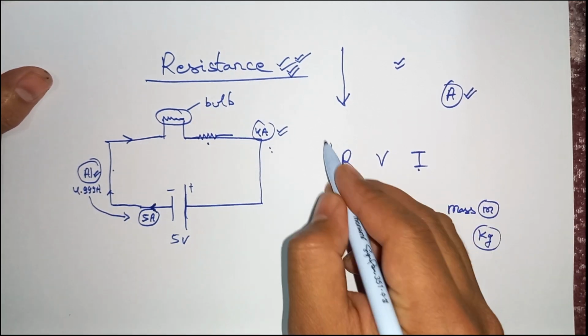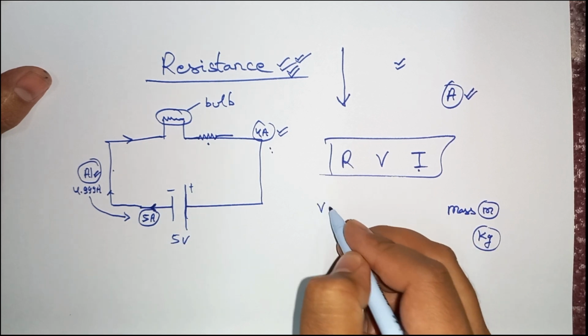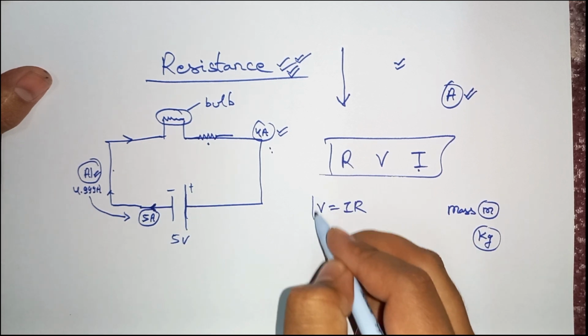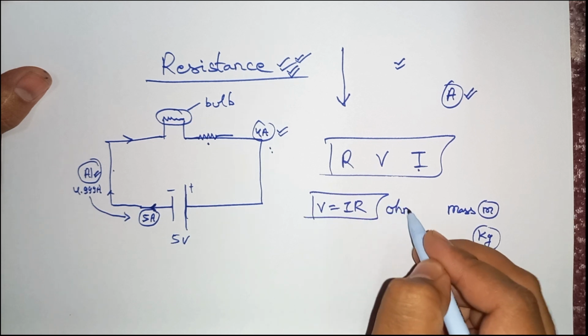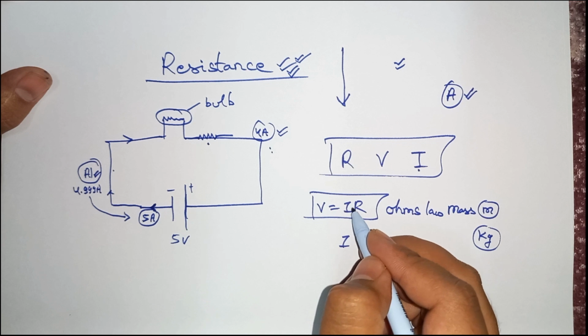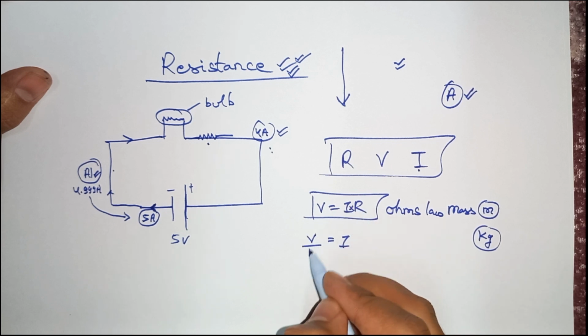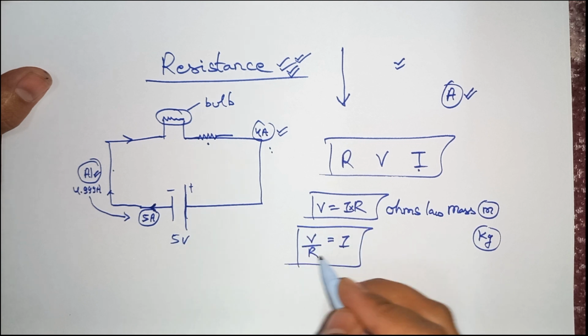What is the relation between these three? The relation is V = IR. This is called Ohm's law. Here I and R are multiplied with each other. If you take R to the other side, it divides: I = V/R.